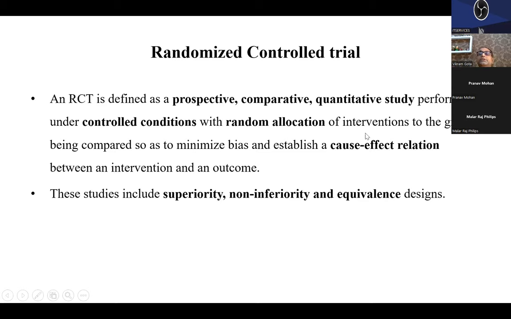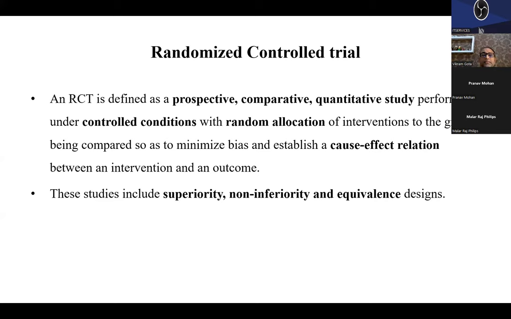Random allocation of interventions to the groups being compared is done so as to minimize bias. Random allocation is important because you will minimize the bias and establish a cause-effect relationship between intervention and outcome. Then you'll be able to establish whether, if I give this treatment A, I'll be able to prolong survival, or prevent disease recurrence, or improve the responses, or prevent toxicity, whatever.